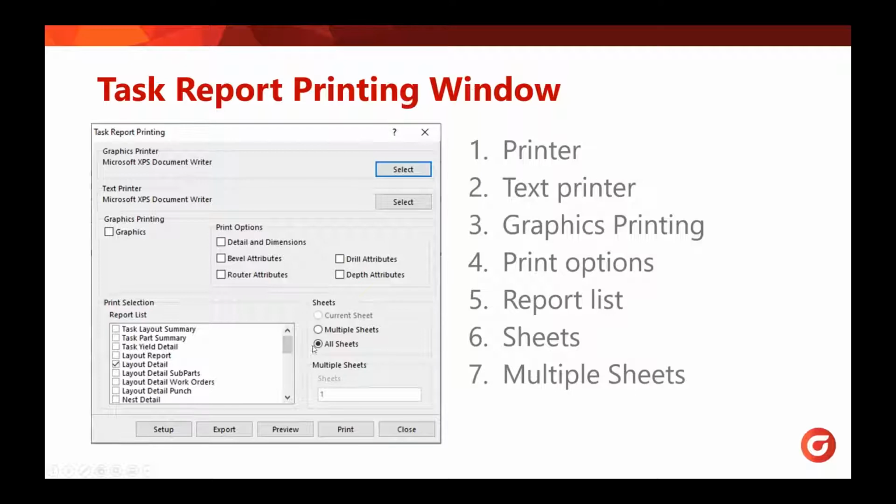And then finally, the sheet selection over on the right can be very important. Whether you want to print all the sheets in your task, all the different layouts, or whether you just want to select what sheets, or just do the current sheet if you're only looking to see the layout that you're viewing at the time.